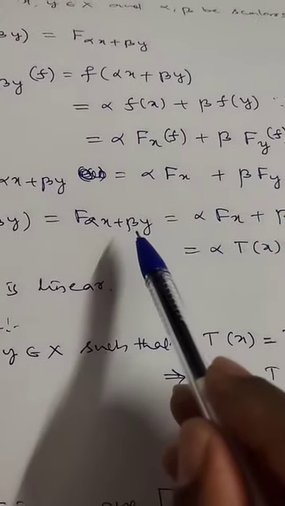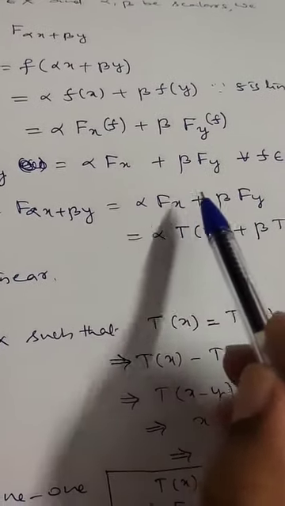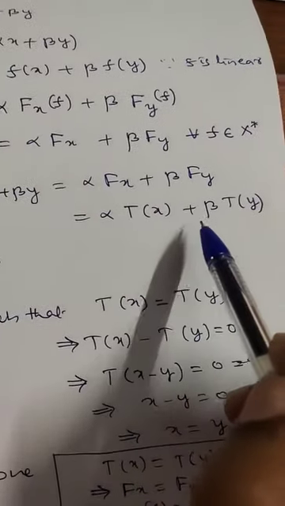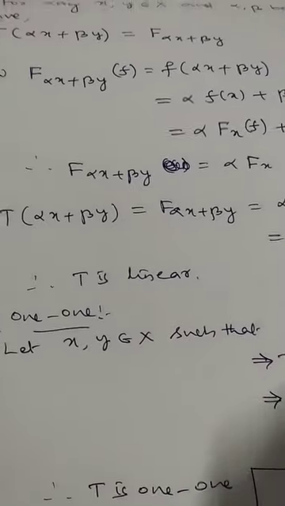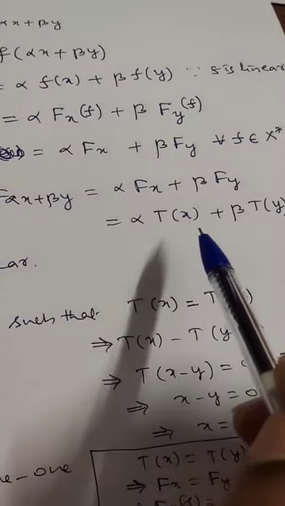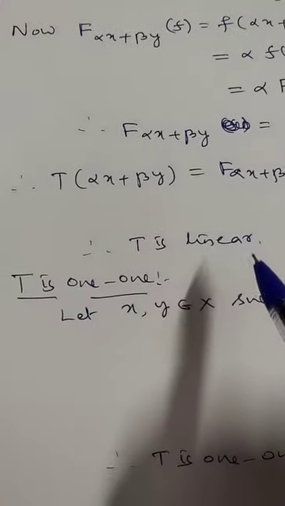So f of alpha x plus beta y is equal to alpha times f of x plus beta times f of y. Alpha times f of x is nothing but T of x, and beta times f of y is T of y. Therefore we have shown that T of alpha x plus beta y is alpha times T of x plus beta times T of y. Therefore T is linear.